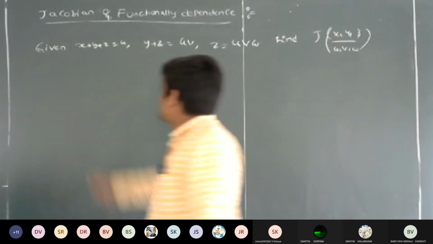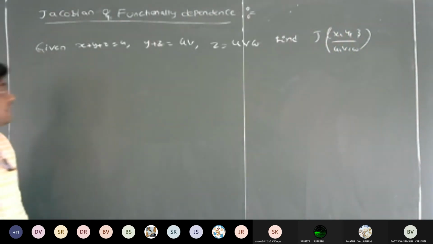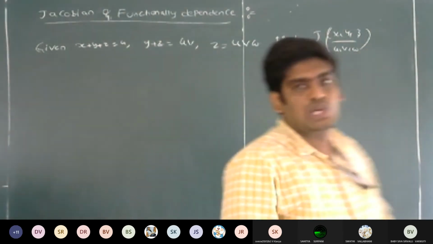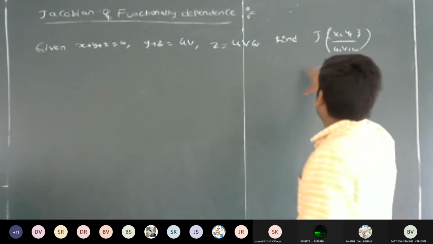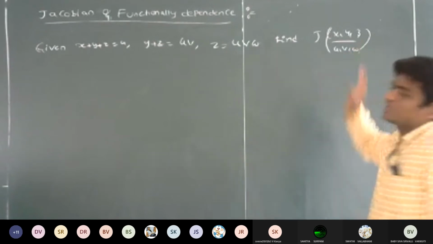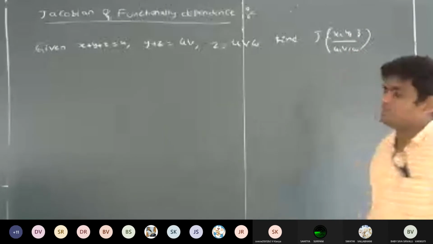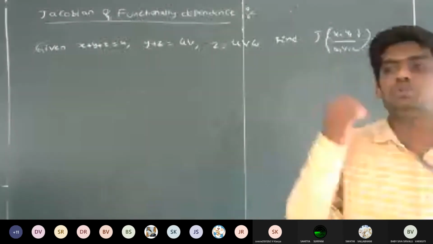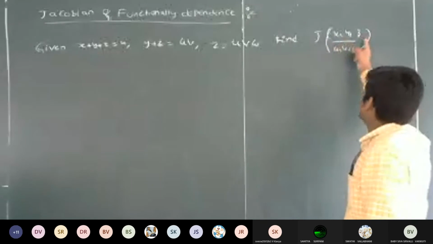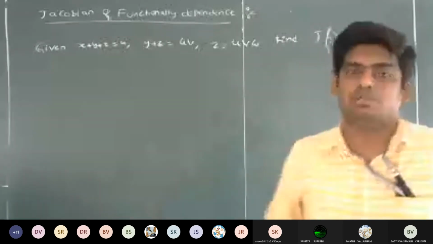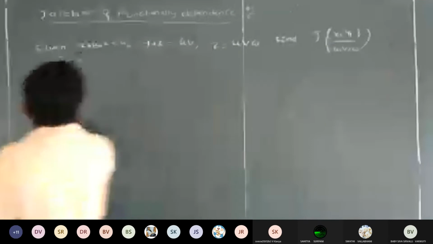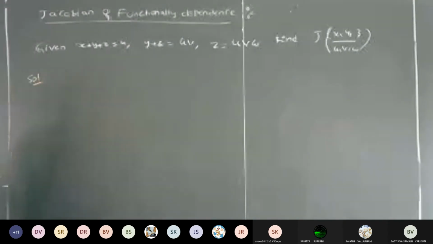Here x plus y plus z is equal to u, y plus z is equal to uv, and z is equal to uvw. We are going to calculate the Jacobian. What are the different variables in this Jacobian? x, y, z are the dependent variables, and u comma v comma w are the independent variables. The first task is to write x, y, z in terms of u comma v comma w.